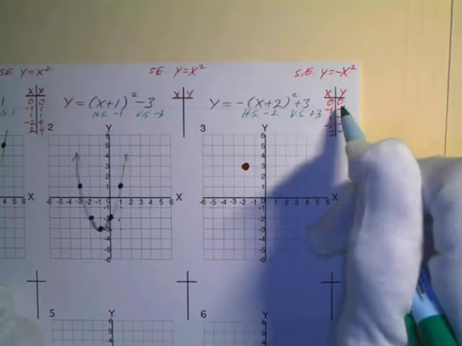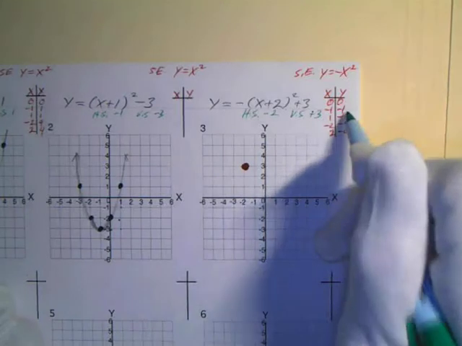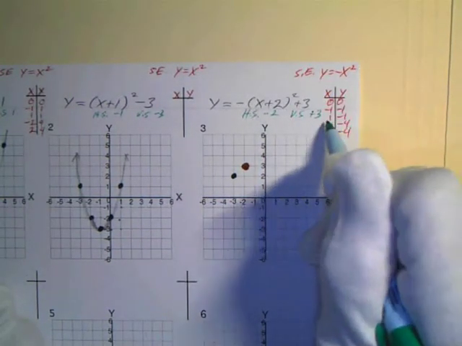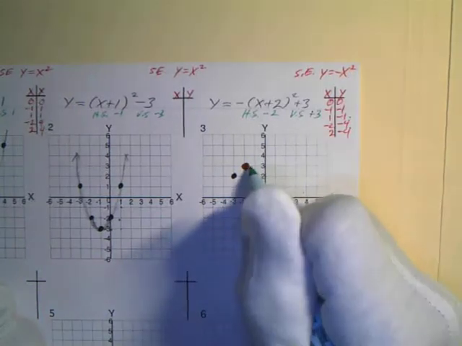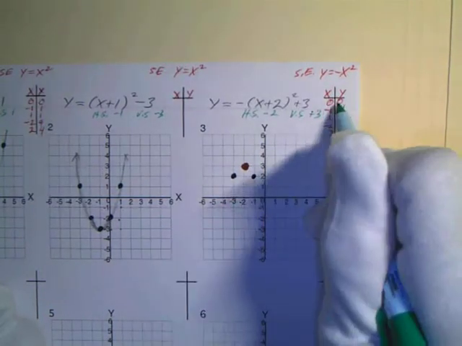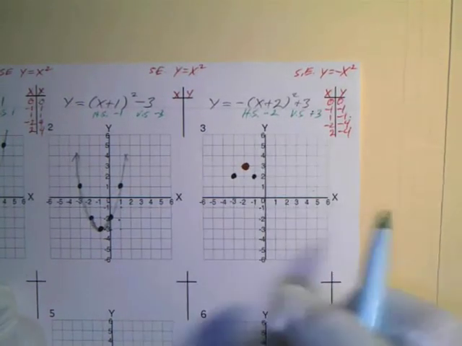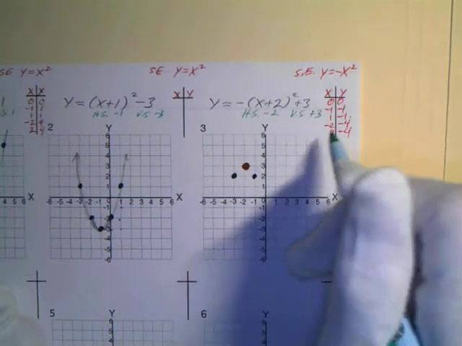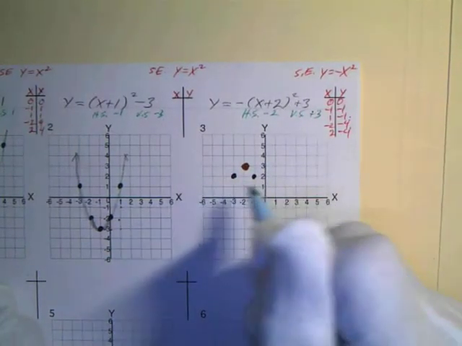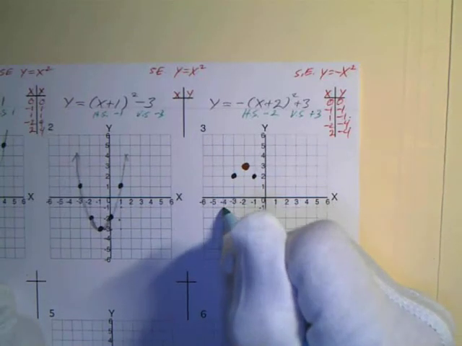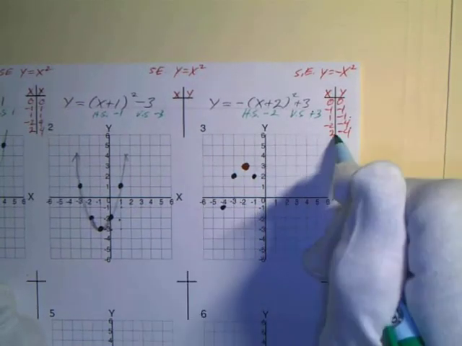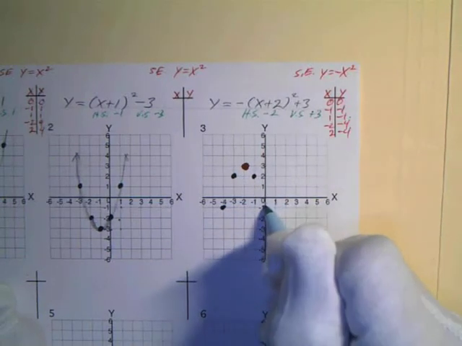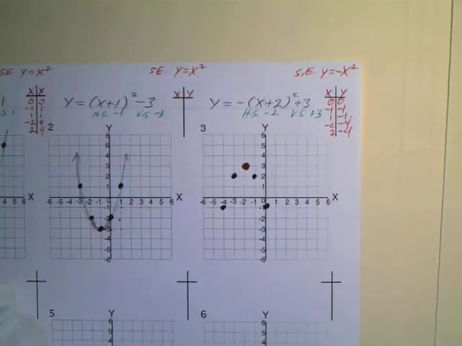I'm going to go 1 to the left, down 1. So 1 to the left, down 1. And 1 to the right, down 1. 1 to the right, down 1. And this is all from the new 0, 0, which is the shift, determined by these points. And then I'm going to go 2 to the left, 1, 2, and down 4. 1, 2, 3, 4. And 2 to the right, and down 4. 1, 2, 1, 2, 3, 4. And those are your 5 key points.